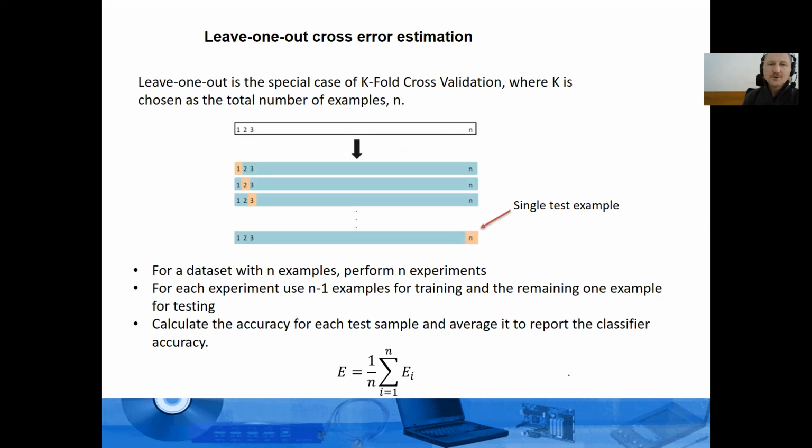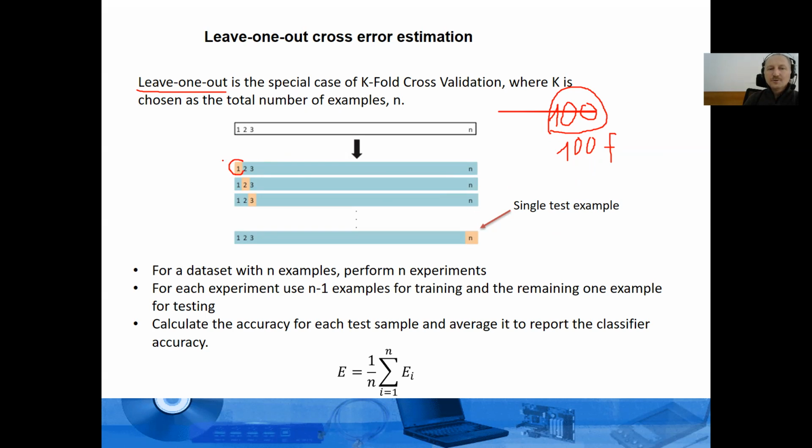Another method is leave-one-out cross error estimation. In that case, for example, if you have 100 samples in your data set and you are using 100-fold, what does it mean? It means you are dividing your data into 100 folds, and then one of them is used for testing and the remaining 99 for training.